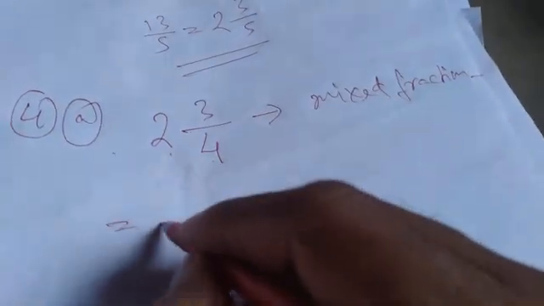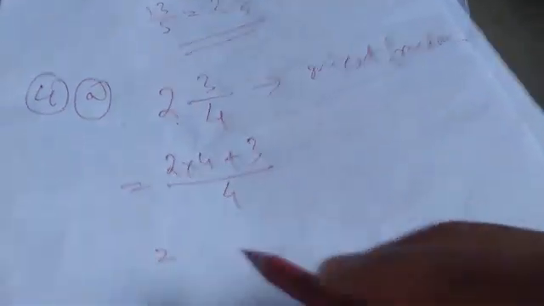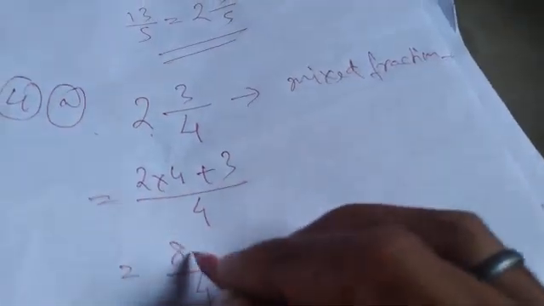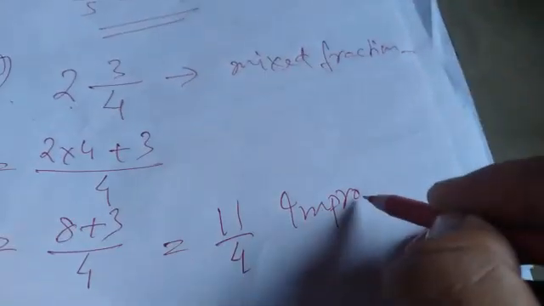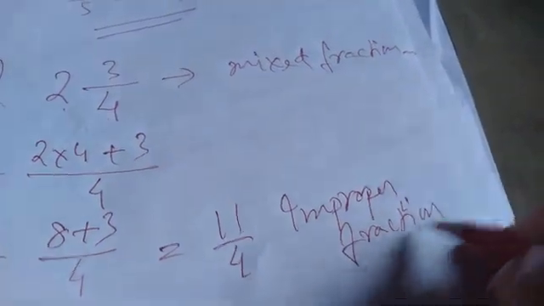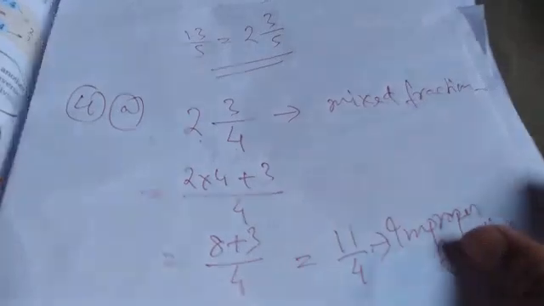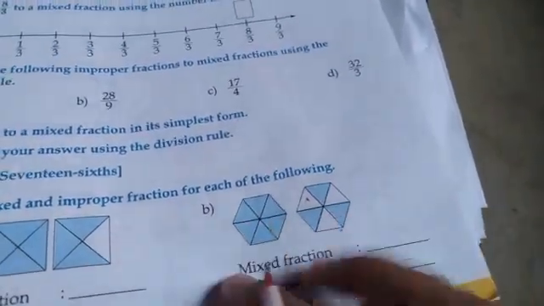Now I have to write it in improper form. So how we'll do it: you write 4, 2 into 4, then plus 3, 8 plus 3, it becomes 11/4. It becomes your improper fraction. In this way we'll do this. Okay, now next we'll see the next. You will do the same: 1, and here 1 2 3 4 5 6, that means the lower will be 6, and 1 2 3, that means 3, that means 1 3/6 it will be.